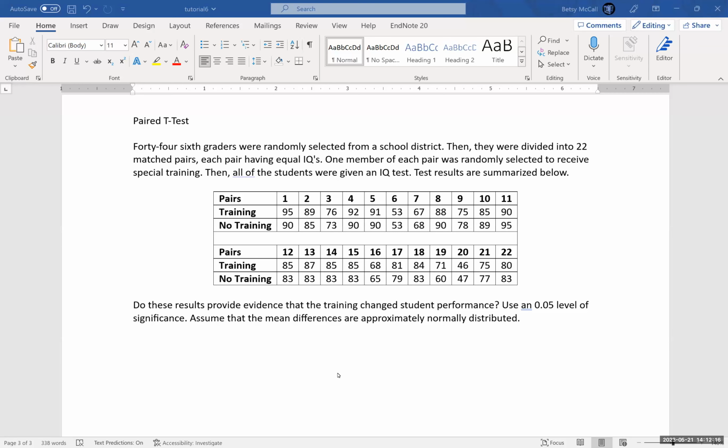Now, in this video, we're going to look at how to conduct a paired t-test. So, a two sample t-test, but the data is paired. Particularly when you're doing these tests, one of the issues that students run into is trying to determine whether the problem is paired or unpaired.